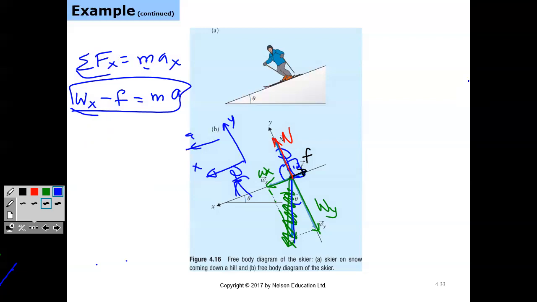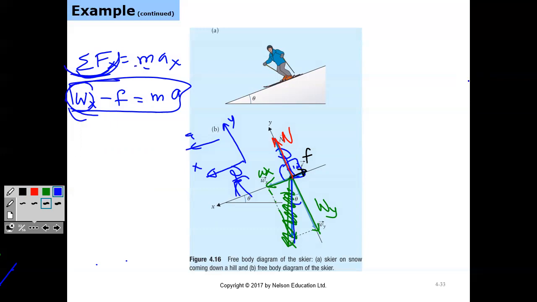How many forces are we looking at? Four of them, right? So N and WY are in the y-axis. You don't have to worry about them because they have no contribution in the x-axis. So WX is in the positive direction, and F is in the negative x-axis, so minus F. So I completed the left side.